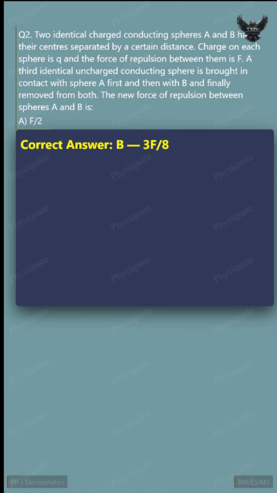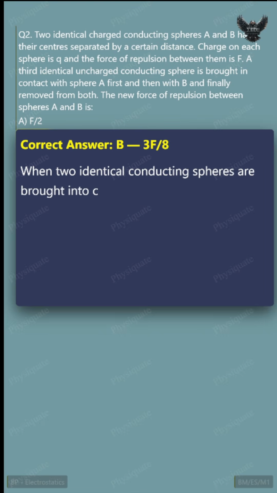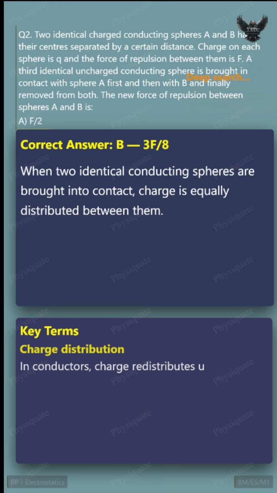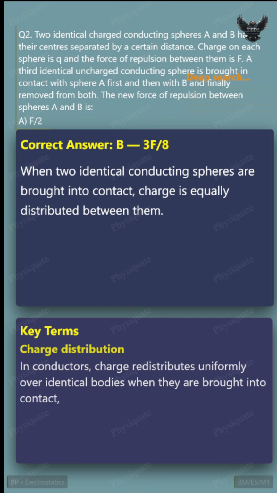Correct answer is option B. When two identical conducting spheres are brought into contact, charge is equally distributed between them. Now let us consider charge distribution. In conductors, charge redistributes uniformly over identical bodies when they are brought into contact, resulting in equal sharing of total charge.